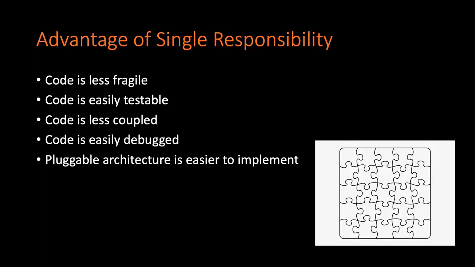Okay, so now let's have a look at some advantages of the single responsibility principle. If your code is following single responsibility, your code will be less fragile. You can test it easily. Your dependencies will be very loosely coupled and it will be very easy to debug your code. The most important advantage, which is my favorite as well, is that you will be able to implement a pluggable architecture, because SRP really allows you to build your code like a plugin based model where your code is so clean that you can just swap out any dependency and everything works as expected.